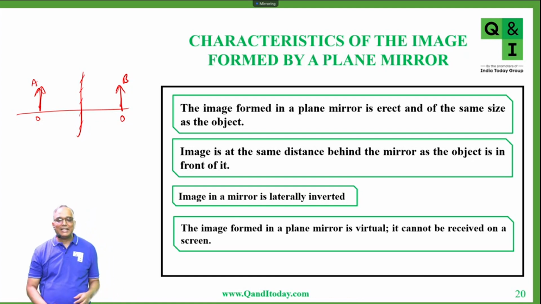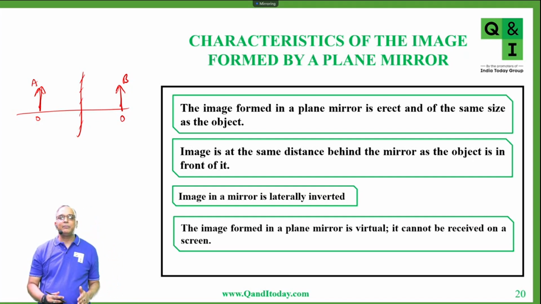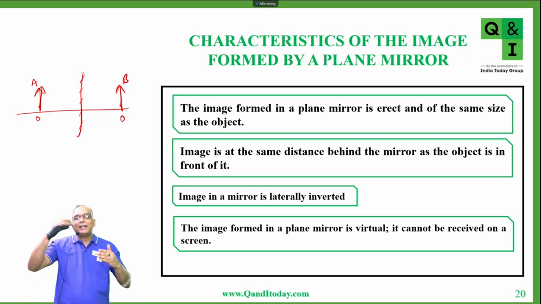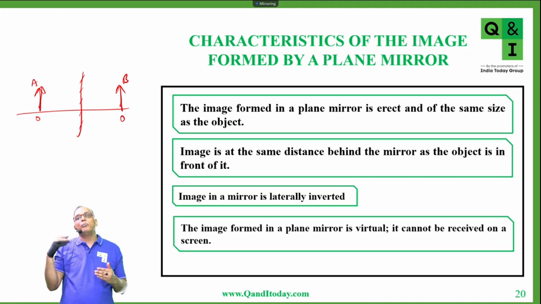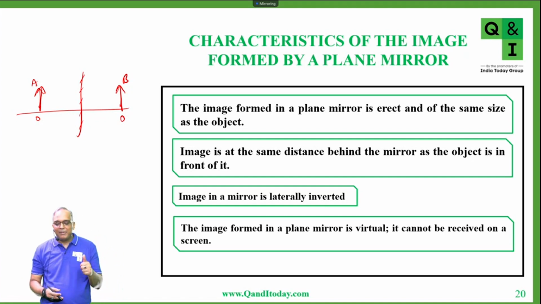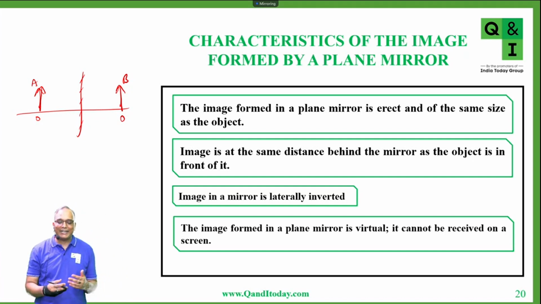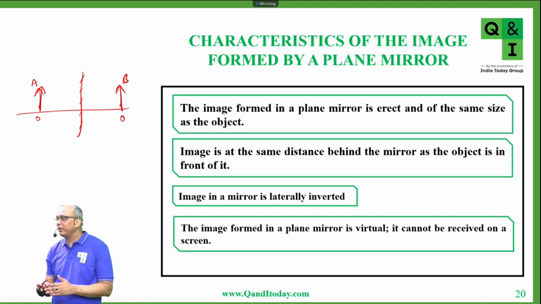And the fourth is that the image formed in a plane mirror is virtual. It cannot be received on a screen. So when you go behind the mirror and try to see that object's image, you will not be able to see anything. Why? Because the image formed is virtual, right? There is nothing which exists behind the mirror. So the image formed in a plane mirror is virtual and it cannot be received on a screen. So these are the four characteristics of the image formed in a plane mirror.